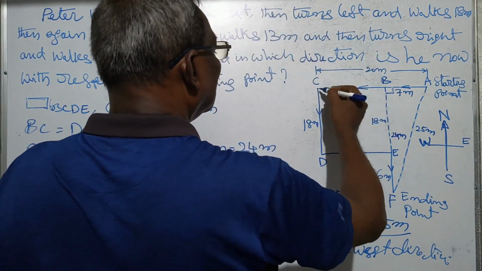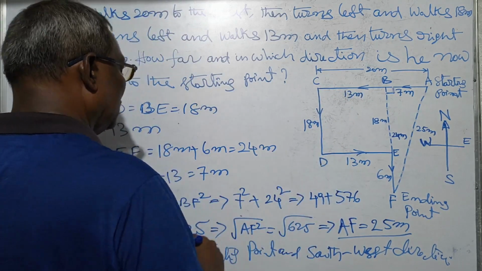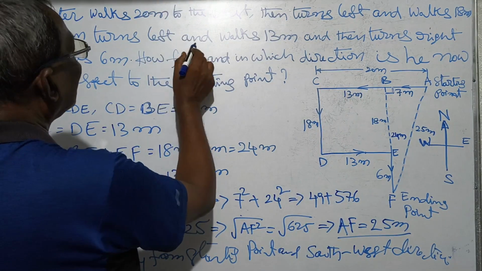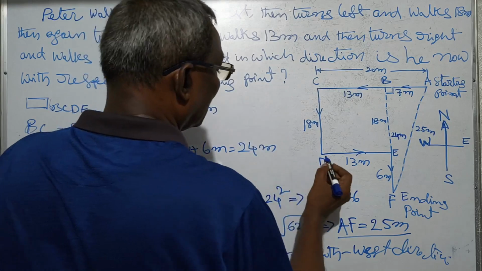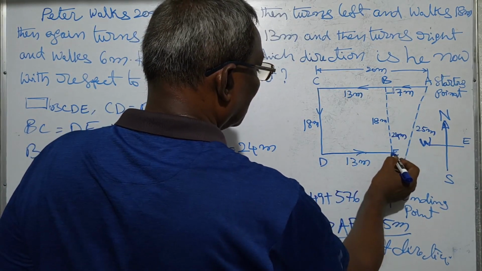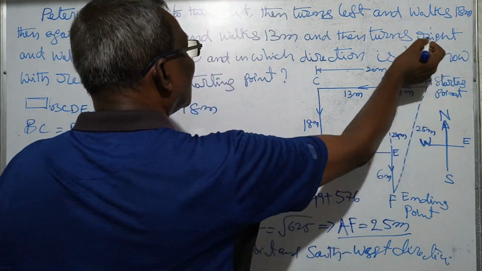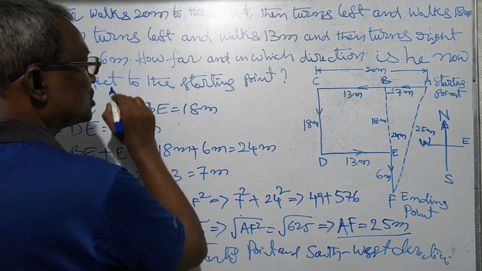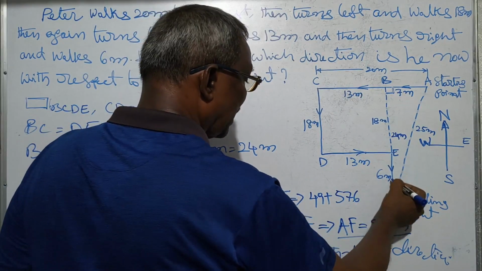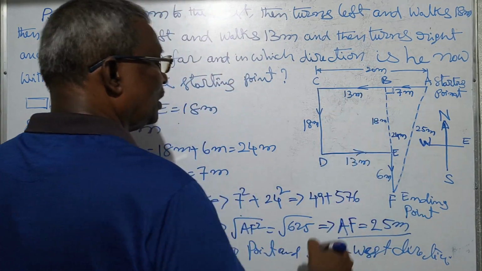Then he turns left and walks 18 meters up to D. Then again he turns left and walks 13 meters, up to E. And then he turns right and walks 6 meters. That means up to F.